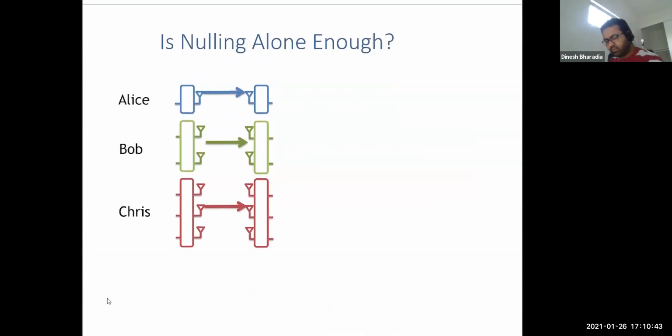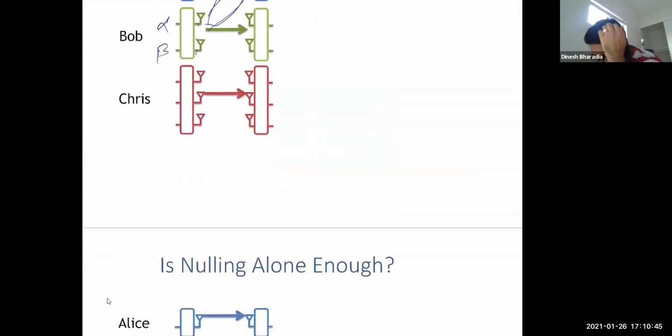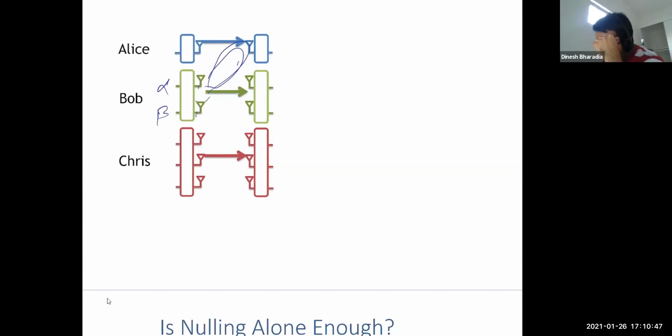So let's see. Bob can null at this Alice by using one degree of freedom; sacrificing one degree of freedom, it can null here. The other degree of freedom it can use to send its signal to this particular receiver. Now let's take an example of Chris. Chris has 3 antennas.